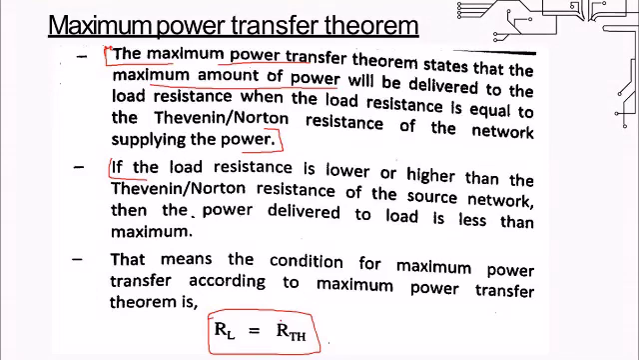That means this is a condition. You can cross check your answer. If your load resistance is less than Thevenin's resistance, then of course your maximum power will be having less value. So what is that concept? When we will discuss the numerical on this part, you will understand it. Okay.